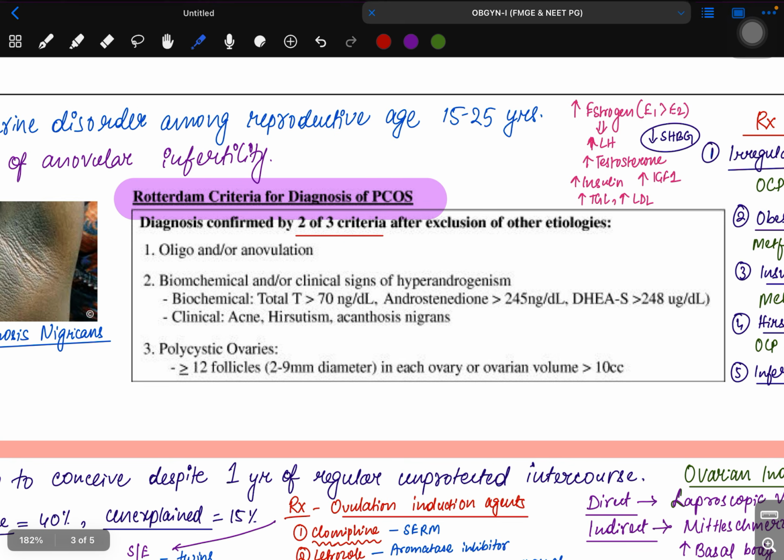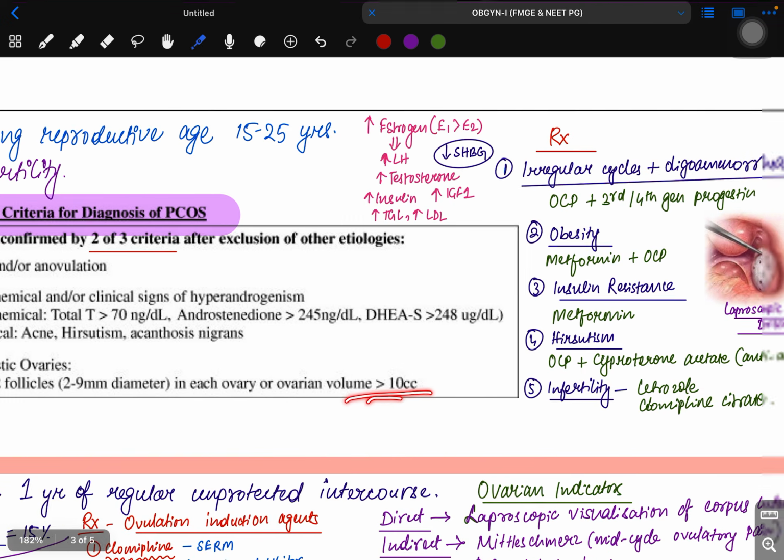Like how will the diagnosis be confirmed? It will be confirmed by 2 of the 3 criteria after exclusion of other etiologies. So first you have to exclude the other etiology. Then out of these 3 criteria, 2 have to be positive for the diagnosis of PCOS. The criteria are: oligo or anovulation; biochemical and or clinical signs of hyperandrogenism, so this is the biochemical sign, this is the clinical sign; and polycystic ovaries. Polycystic ovaries means there should be 12 or more follicles, each 2 to 9 millimeter in diameter in each ovary, or ovarian volume should be more than 10 cc, 10 cubic centimeter.